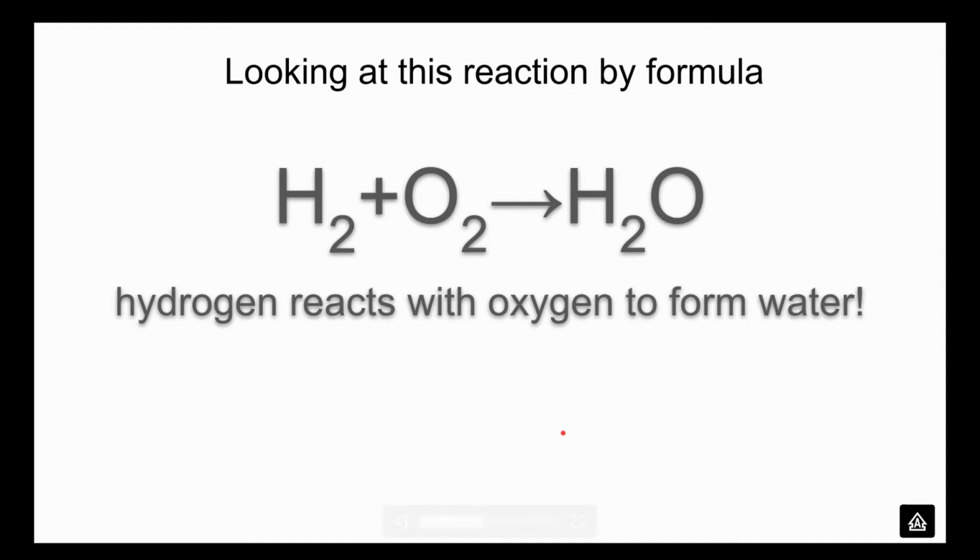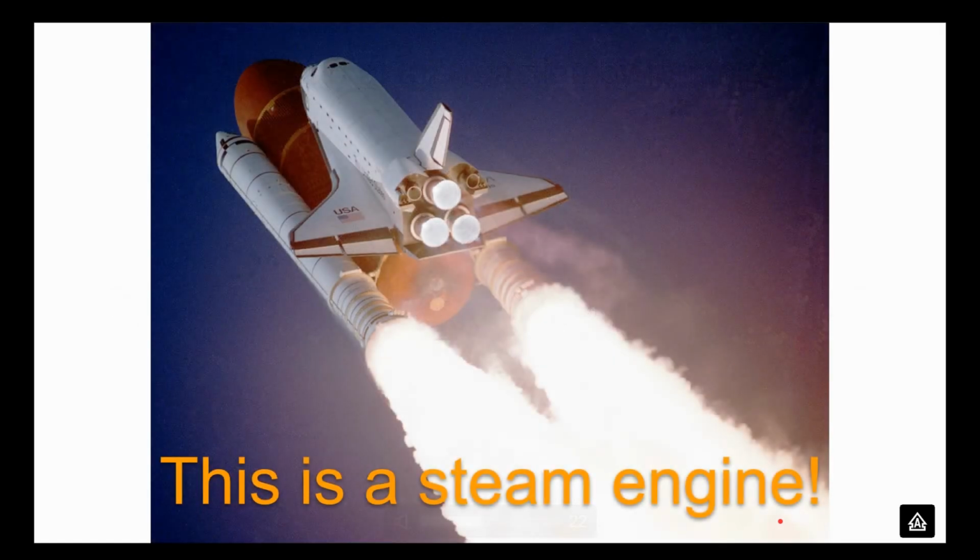You've got to write it this way. That means this vehicle is a steam engine. It's just making steam. It's the cleanest burning fuel that ever existed. There is hydrogen and oxygen in this big red tank, and it burns to form steam. That is definitely not true of these two engines.